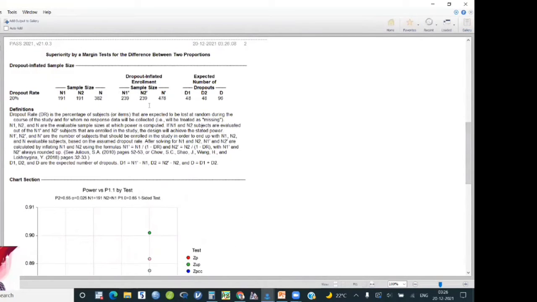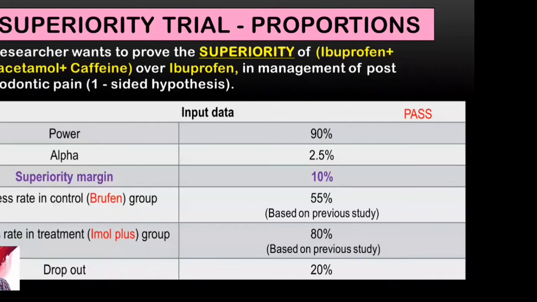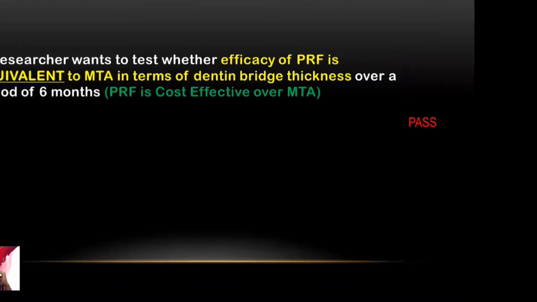And considering the dropout, we need 478 samples, 239 per group, to prove that the combination is superior over brufen in post-endodontic pain management. This is very important. So if you are thinking of conducting a superiority trial, we have to do the sample size this way. The researcher has to give the superiority margin. In the same way, for an equivalence trial and a non-inferiority trial, we have to give an equivalence margin and a non-inferiority margin.